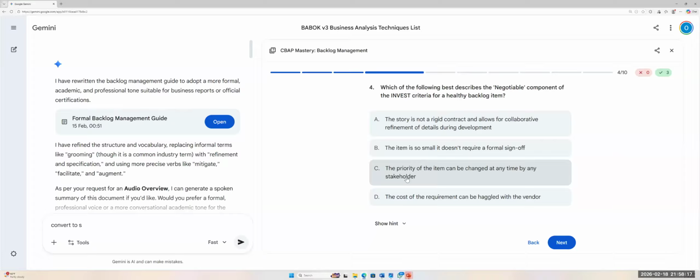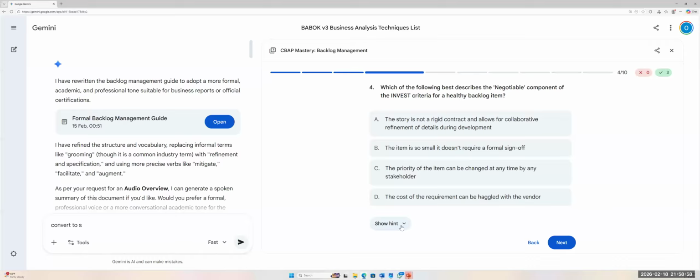The item is so small it doesn't require sign off. I think no. The priority of the item can change anytime by any stakeholder. Sounds like it a bit. The cost of requirement can be argued with the vendor, right? So it's between A and C. So if your answer is A, type it again. If it is C, type it again. So Lio is sure it is A.